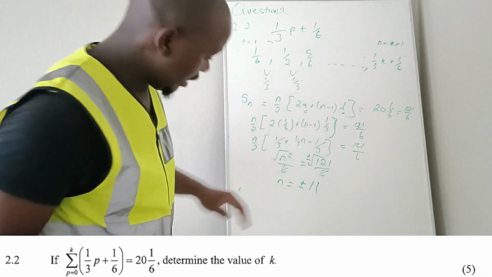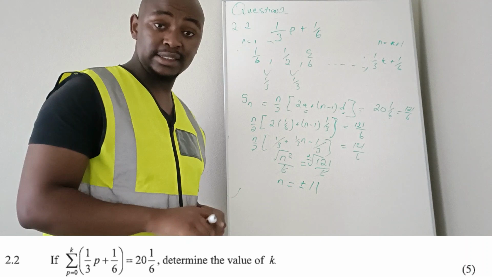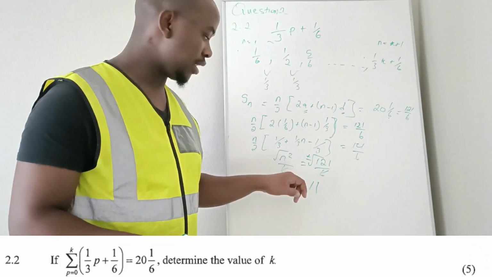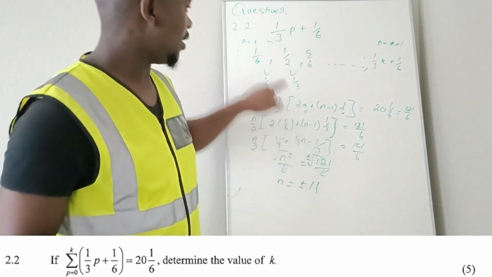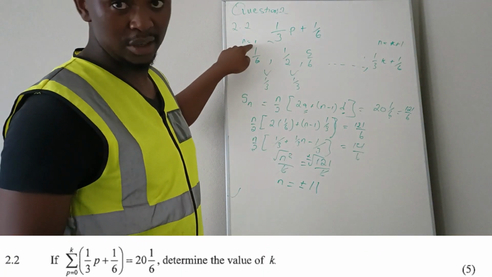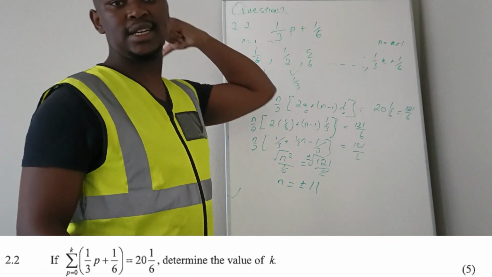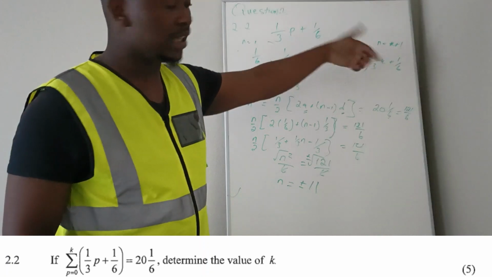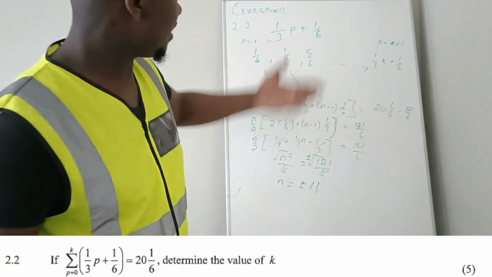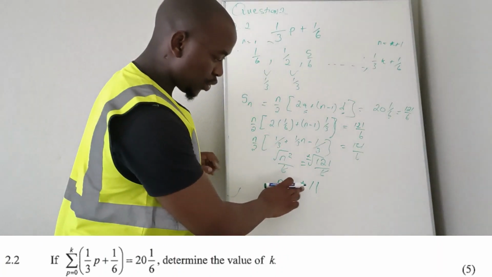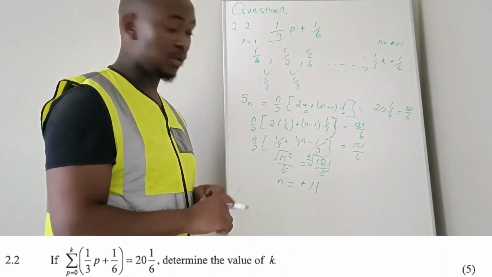But you now have to make a decision: are you going with n equals positive 11 or minus 11? We already know that we started with n equals 1. We can never go back. We can only have a positive value of n that will make sense for our series. So we are going to choose n equals positive 11.